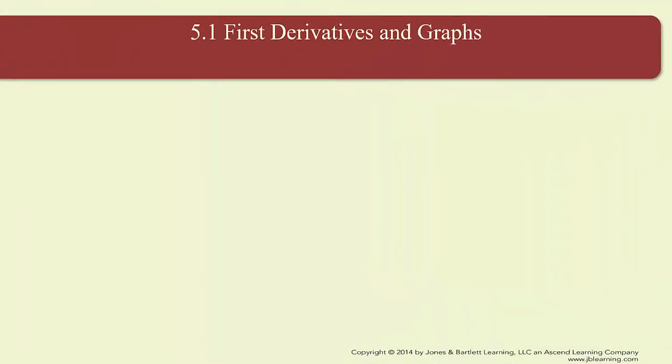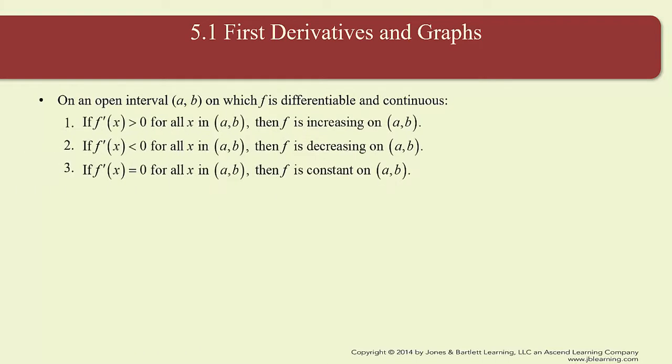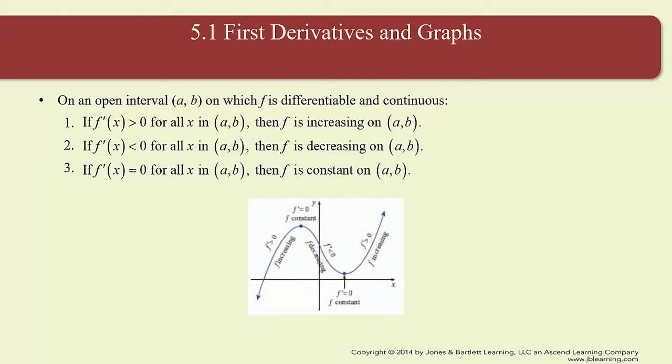All right, folks, that example that we just looked at suggests the following: if you have an open interval AB where the function is differentiable and continuous, then, number one, if the derivative is greater than 0, it's positive, for all x in AB, then the function is increasing on the interval AB. If the derivative is less than 0, then the function is decreasing. And if the derivative is equal to 0, then the function is constant. Let's look at one quick figure of this.